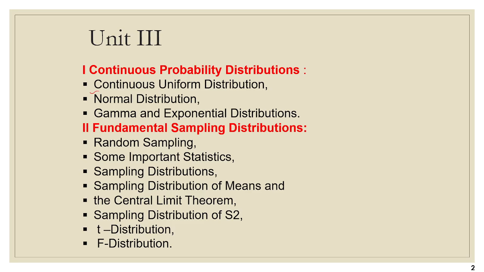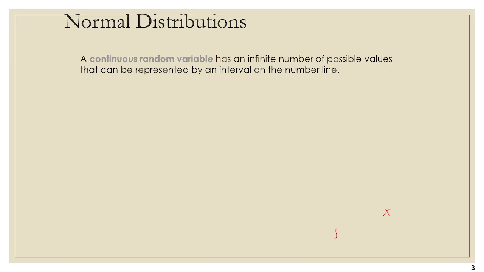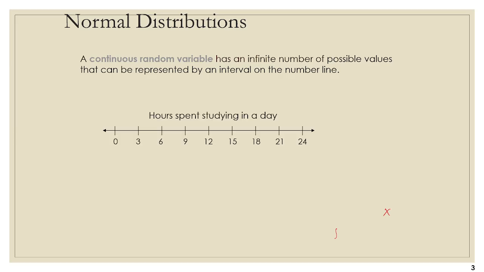And sampling distributions, you have part B, random sampling and sampling distributions of the mean, central limit theorem, T test, F test, and then the Z test. All those things will be there in unit 3, right? Coming to the normal distribution.